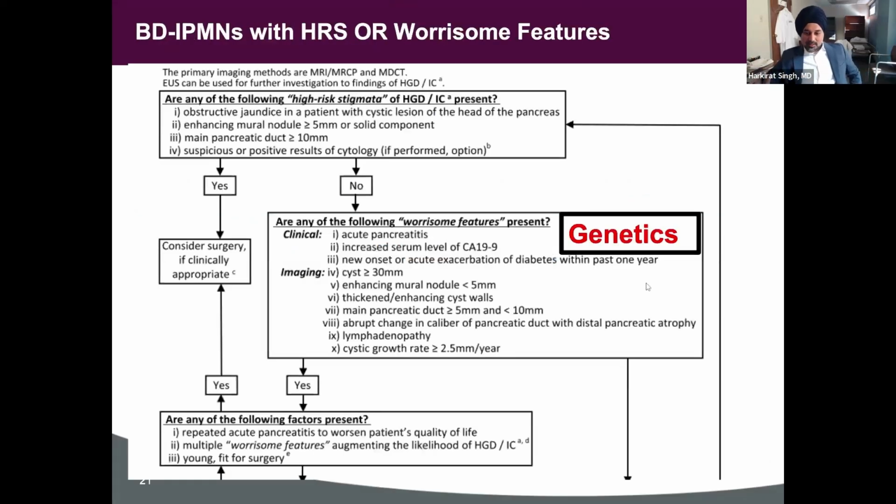This is a little busy slide. This is a flowchart from these guidelines. So, branched-duct IPMNs with high-risk stigmata or worrisome features. Okay, so follow along with me. We have labeled a cyst as a branched-duct IPMN, and these patients have one of the high-risk stigmata, which was either obstructive jaundice, an enhancing nodule 5 or more millimeters in size, main pancreatic duct dilated to 10 millimeters or above, or suspicious cytology. They were biopsied.